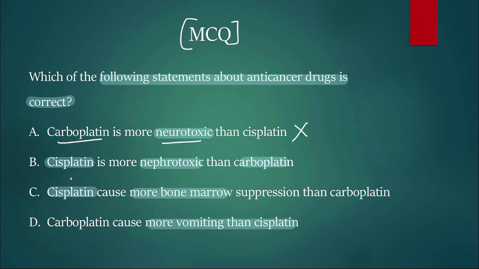Cisplatin is more nephrotoxic than carboplatin? Yes. All toxicity are more. Cisplatin cause more bone marrow suppression than carboplatin? No. Carboplatin cause more bone marrow suppression. Carboplatin cause more vomiting than cisplatin? No. Cisplatin is most emetogenic anti-cancer drug.